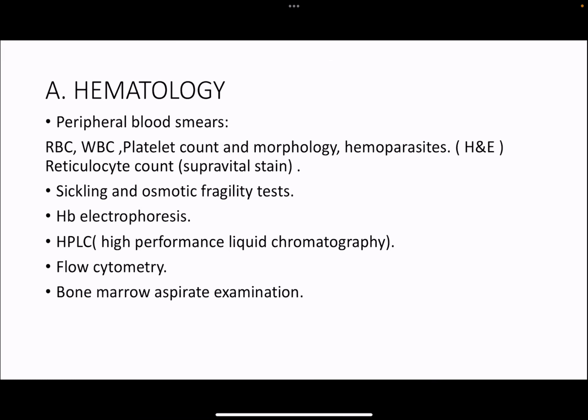In hematology, in lab posting, we encounter peripheral blood smears. That is, hematology is primarily to do with the patient's blood sample. What do you do with the patient's blood sample? The clinicians send blood samples requesting peripheral blood smears. Peripheral blood smears are mainly done to check RBC, WBC, platelet count, and their morphology, and to check for hemoparasites.